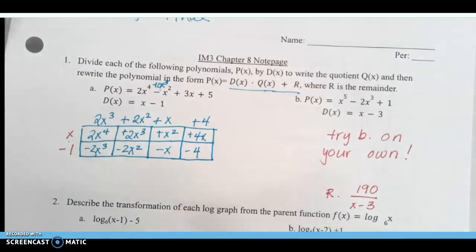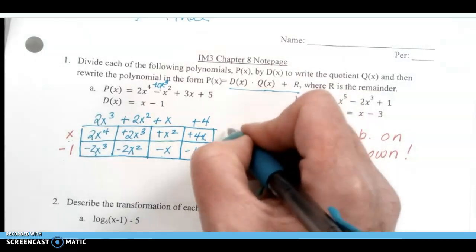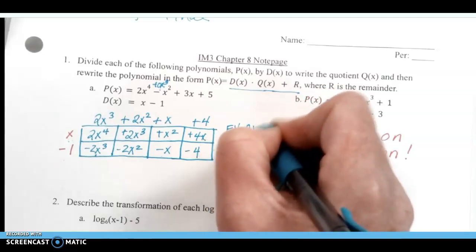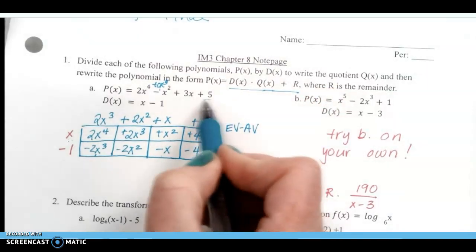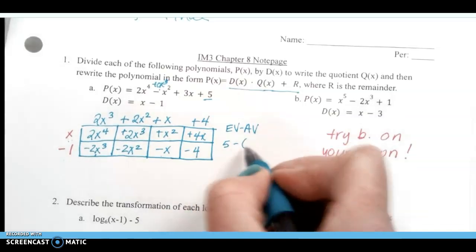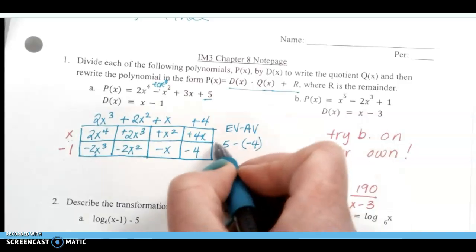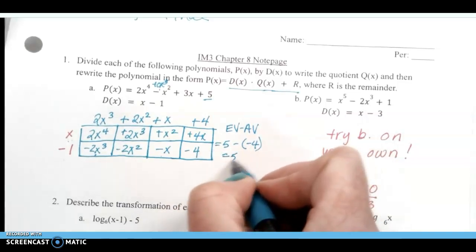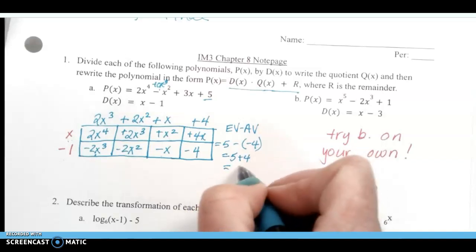So we want to see if we're going to have a remainder. So we're going to take our expected value and subtract our actual value. So our expected value is 5. Our actual value is -4. When we subtract a negative number, we actually get 5 plus 4, so our remainder is 9.